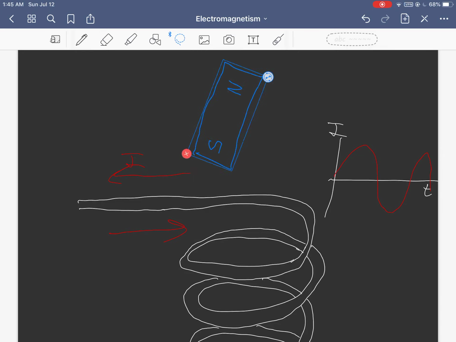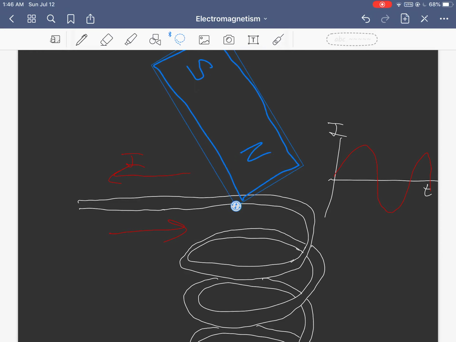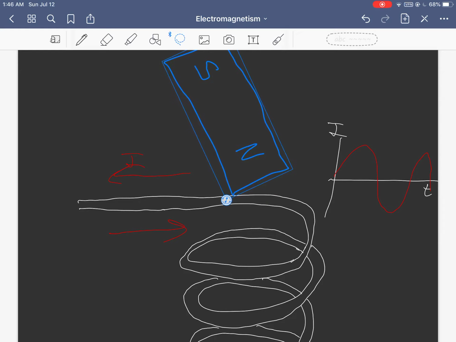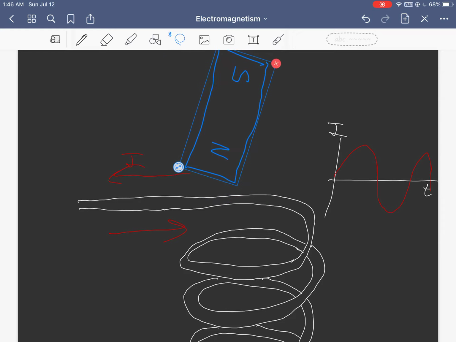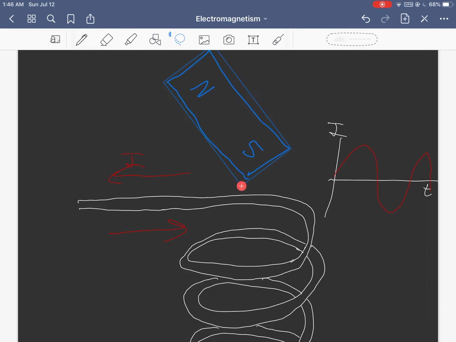Well, what happens when it spins on this section of the turn? Well, on this section, it looks like the North Pole side of the magnet is getting closer and falling closer to the loop. But then on the back side, as it rotates the other way, now it seems like the south side of the magnet is approaching the loop.